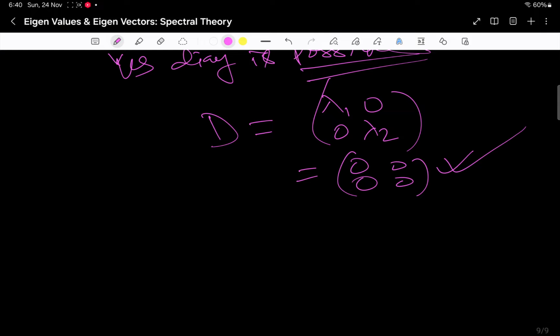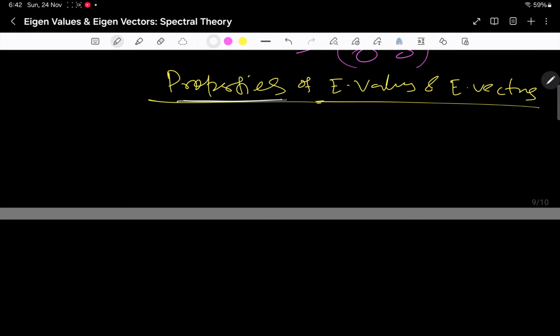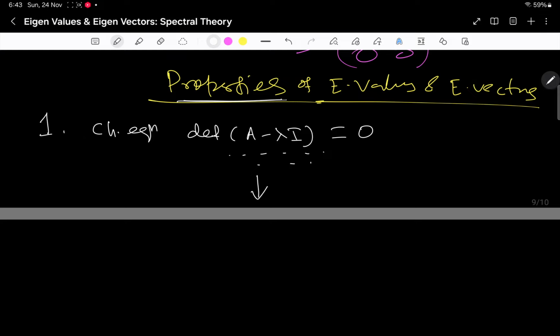Now come to some important properties of eigenvalues and eigenvectors. As you know, the characteristic equation is determinant of A minus lambda I equal to 0. You know the usual way of solving it, but if you want to solve it with a trick, the characteristic equation will be lambda cube minus d1 lambda square plus d2 lambda minus d3 equal to 0. It is for a 3 cross 3 matrix.